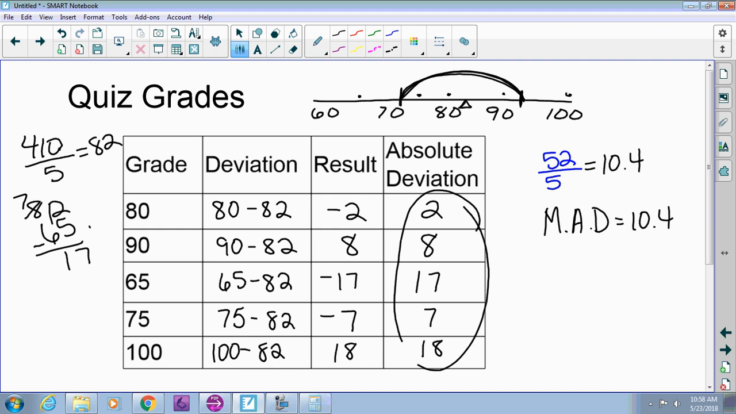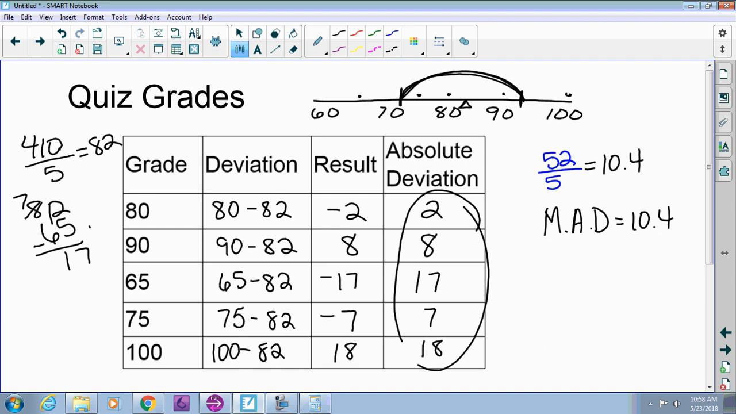That's not a very big MAD in my opinion. If I saw a span of, say, 20, that's kind of a big deal, because that means you have a lot of kids scoring in the 60s, and you also have a lot of kids doing really well, so it's all over the place. So the smaller the MAD, the smaller the variability.